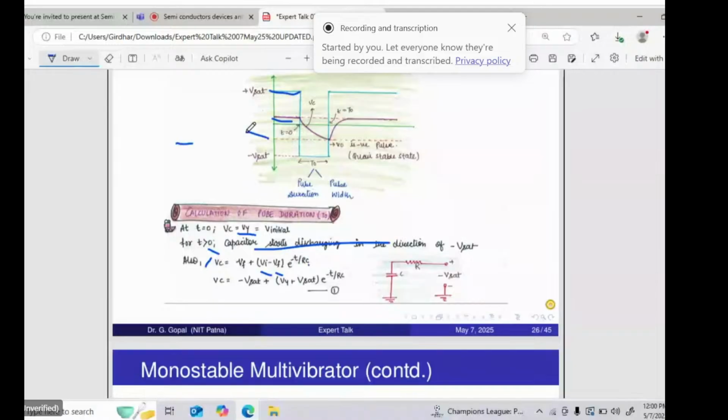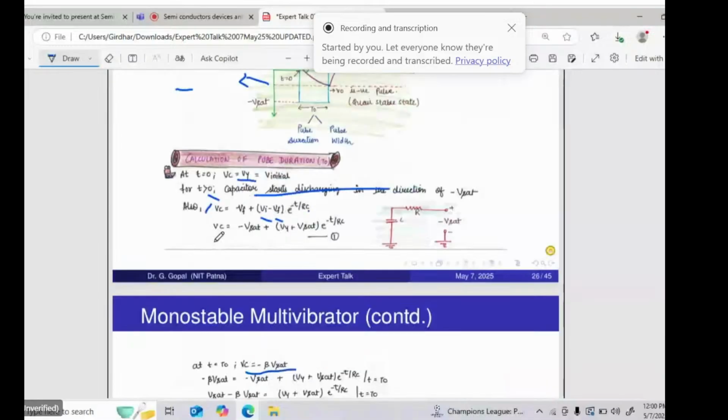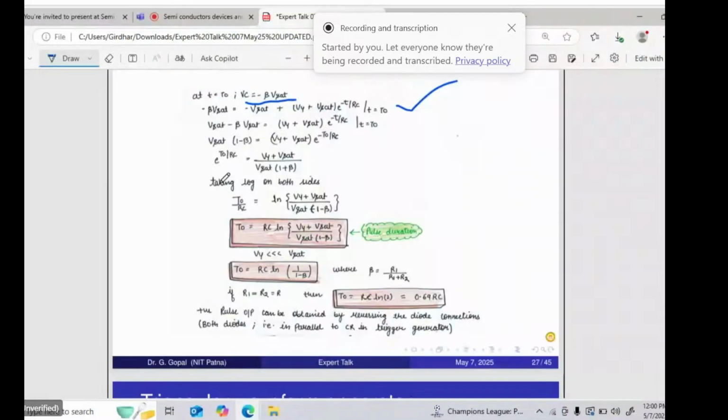At t equal to 0, what is Vc here? Minus beta V set. So put this value. Vc is minus beta V set equals minus V set plus V gamma plus V set, e to the power minus t upon Rc. You are calculating at the moment of t naught only, meaning at this duration only. So you can calculate the value of e to the power t naught divided by Rc. Now taking the natural log on both sides, adjusting some parameters, you can find t naught equal to Rc ln of V gamma plus V set, divided by V set into 1 minus beta.